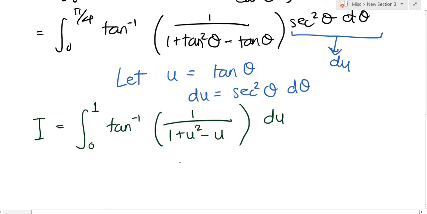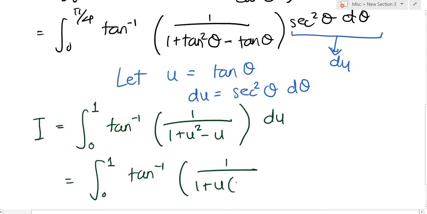Now, what can we do here? Let's just factorize the u in the denominator. Integral from 0 to 1 of the inverse tangent of 1 over 1 plus u times u minus 1 du.